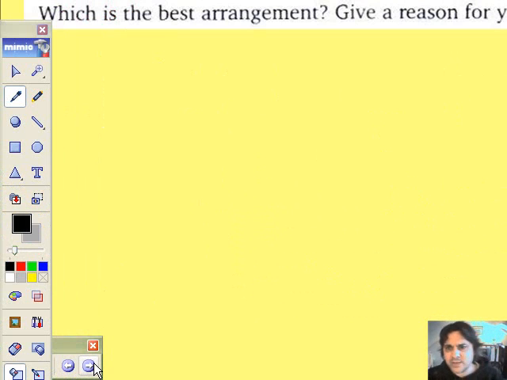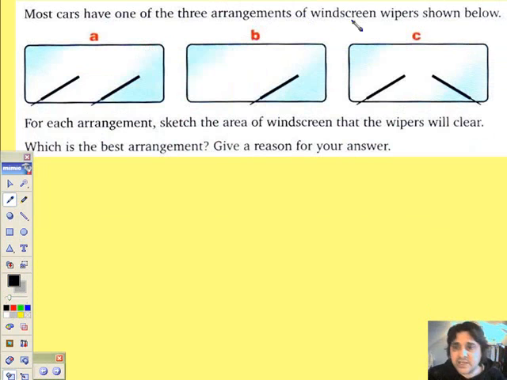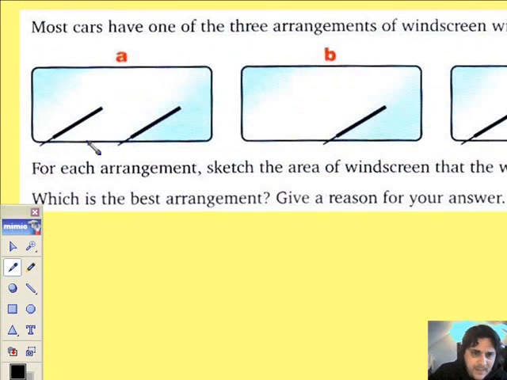Now, next bit. Quite difficult to answer this freehand, and certainly the answer I'm about to give you may not match the answers you're going to find in your answer sheets. Essentially, most cars have one of the 3 arrangements. This is question 6 of windscreen wipers shown below. Now for each arrangement, sketch the area of windscreen that the wipers will clear. So let's have a look at this one first.